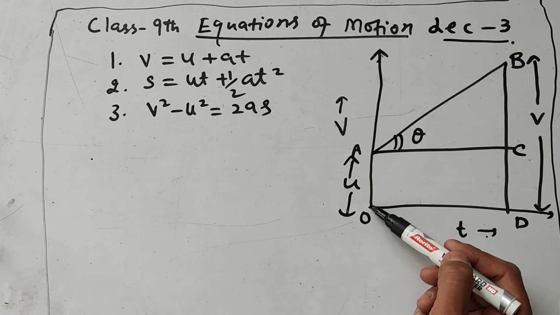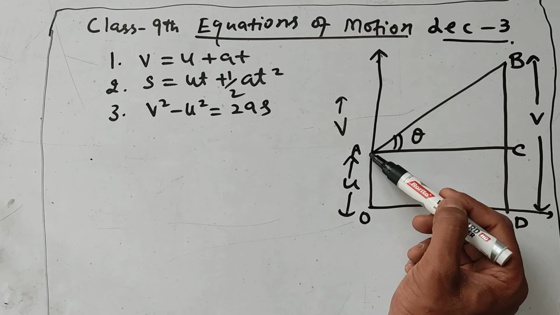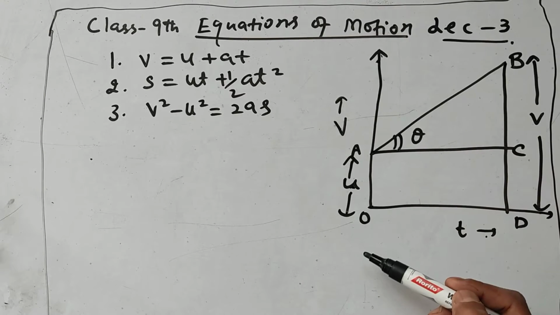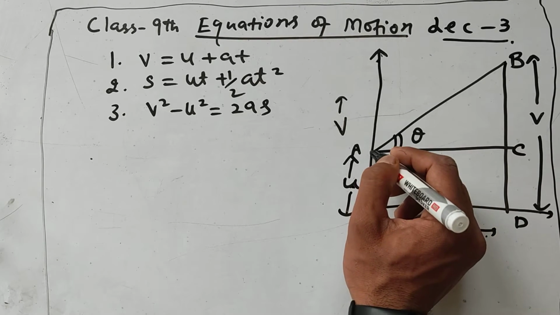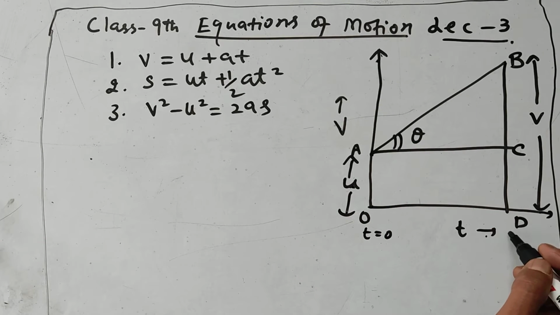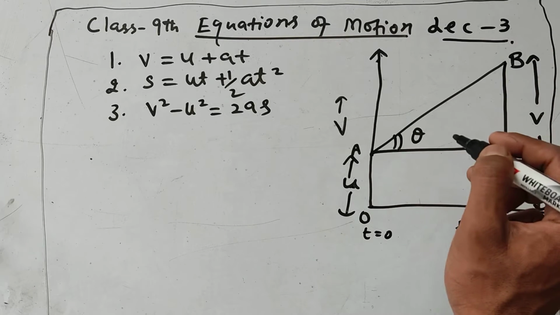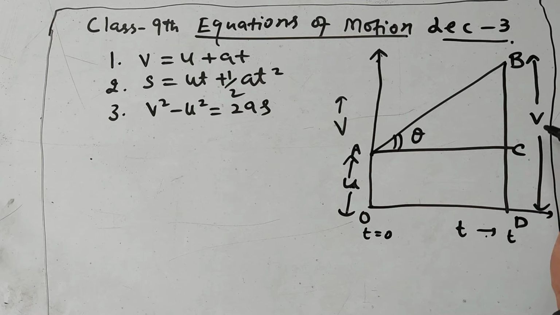But from this graph, we can also interpret that the graph is not starting from the origin, it is starting from somewhere other than the origin. It means initially the body is having some velocity. We denote that velocity by u. So when time was 0, the body had some initial velocity u. After some time, let it be t, it acquires a velocity v, because uniform acceleration is there and the velocity is getting changed.